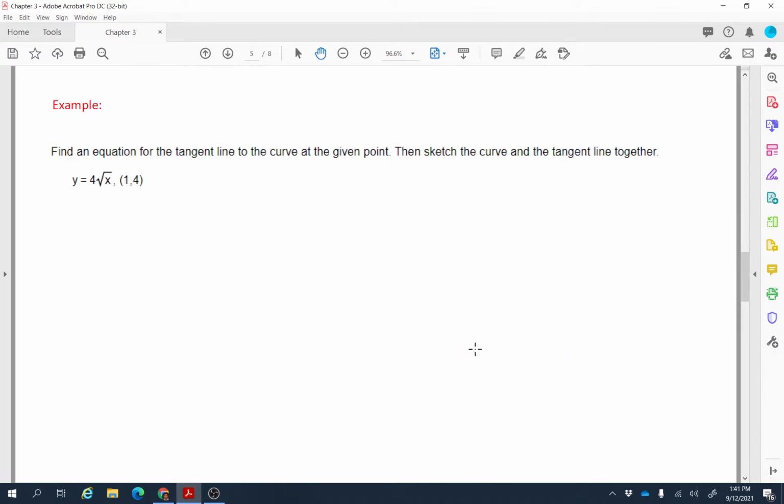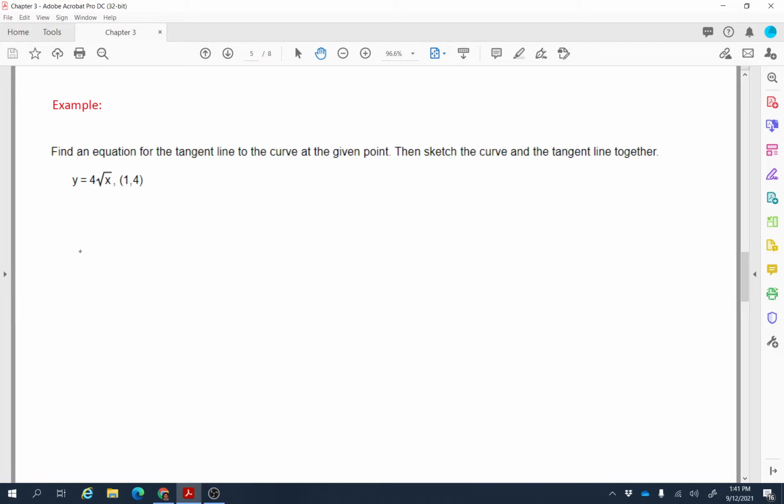So in this section, we're going to do a couple of examples. The first example is find an equation for the tangent line to the curve at the given point. Then sketch the curve and then tangent line together. So this is the curve. Function is 4 times the square root of x. This is the point we have given.